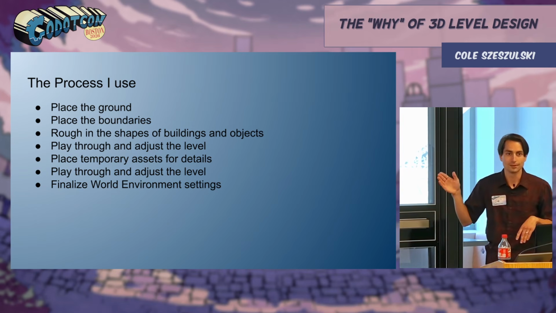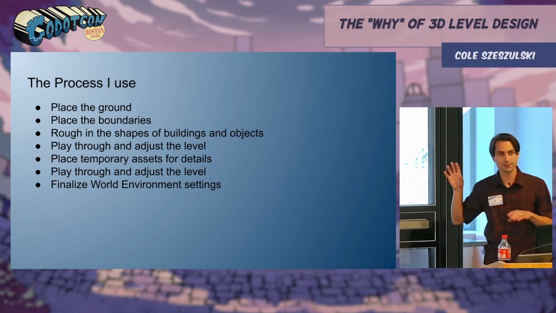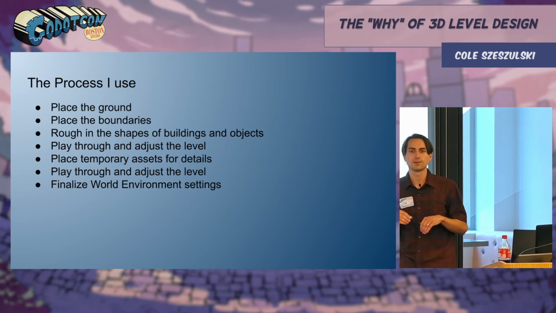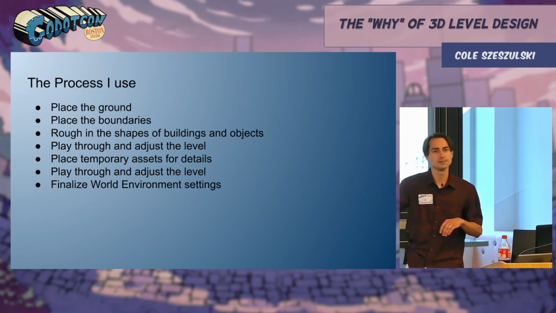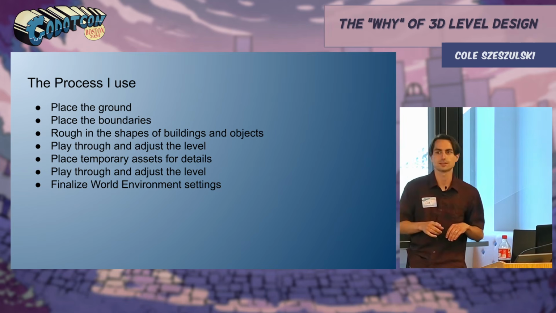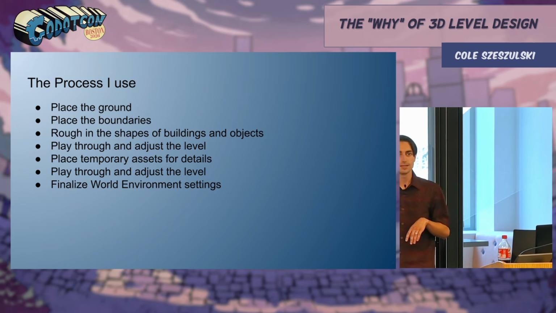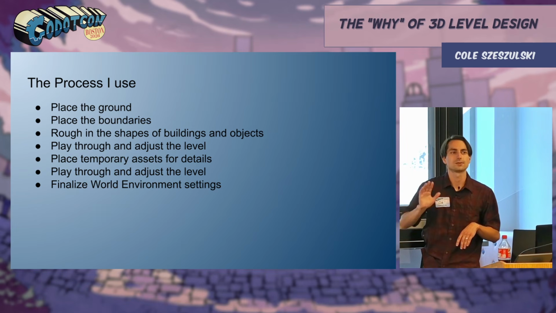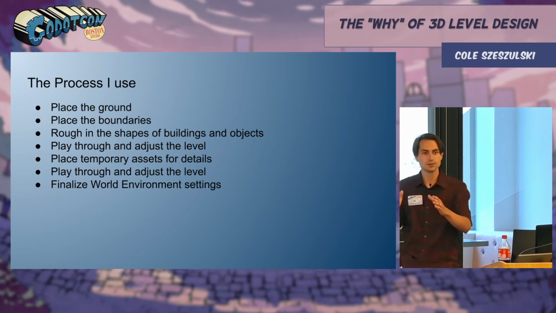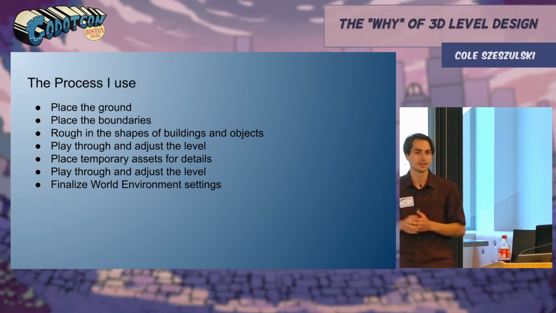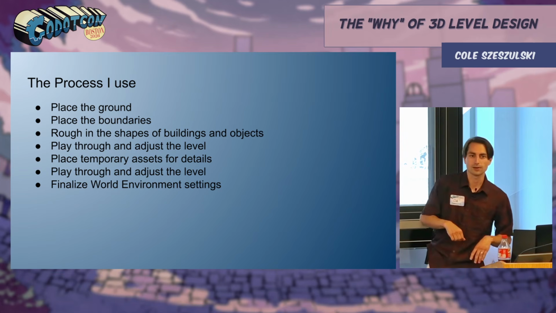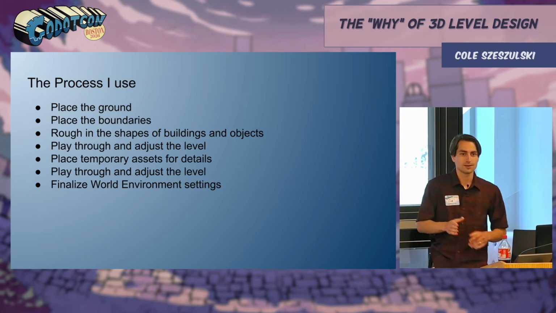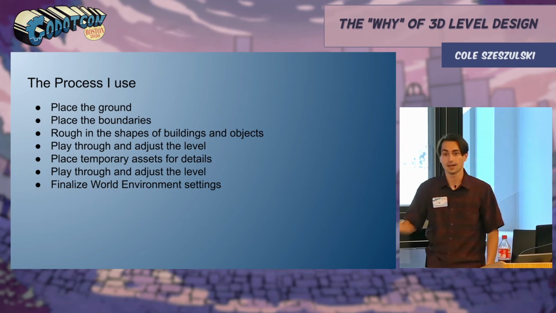Play through and adjust the level. I'm going to run through it repeatedly. After I've roughed in these shapes, I'm going to be like, okay, where is there a pinch point? If I can't get from point A to point B, I need to shift some of these buildings around. Maybe I need to see the end goal from where I'm standing right when I start. Okay, what can I do to shift those around so that I can see it? I want to turn the corner and I want to see where these collectibles are. I can't do that right now. Okay, go through, shift it, play it again.